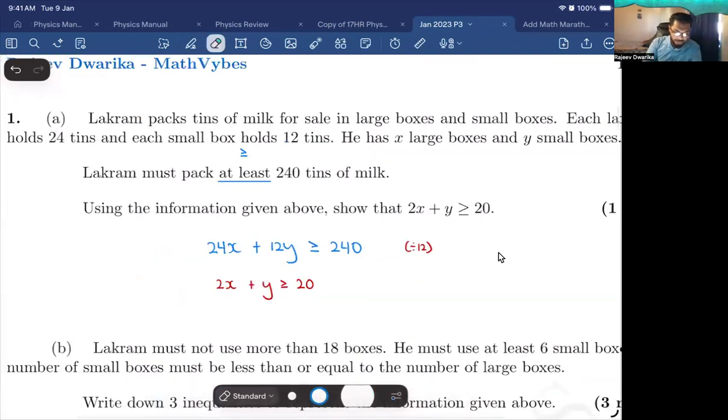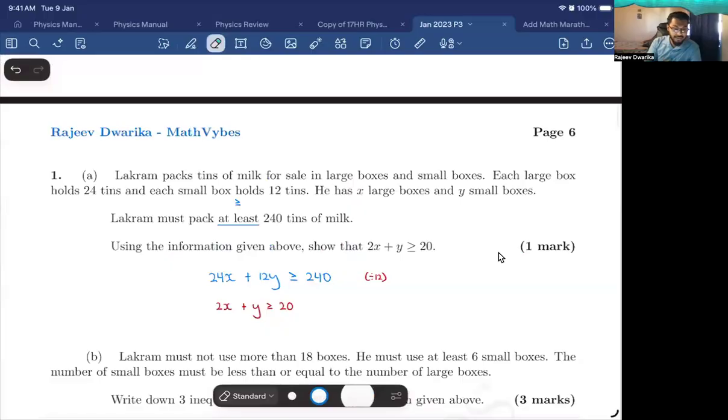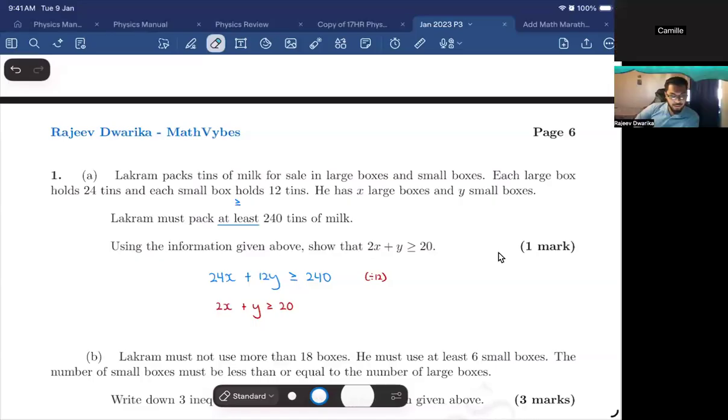Yes, sir. All right. Is there anybody in class that doesn't understand this at all? Tell me. I don't mind going over it. Maybe you're confused about why I added. Maybe you're confused about why I divided by 12. Maybe you're confused where I get the inequality sign from. Just tell me. Camille, I saw that you raised your hand. Talk to me.